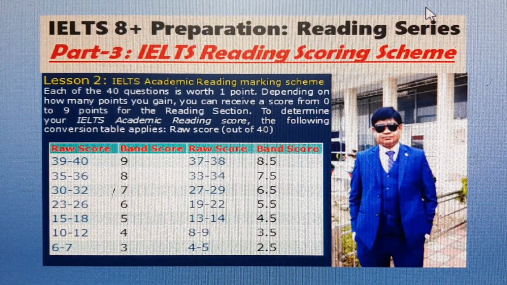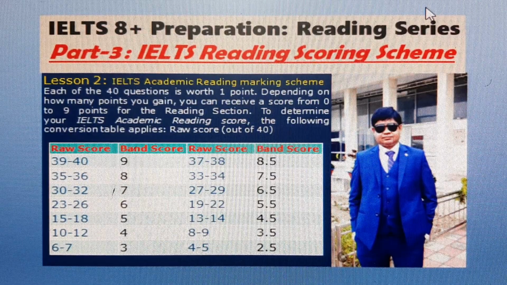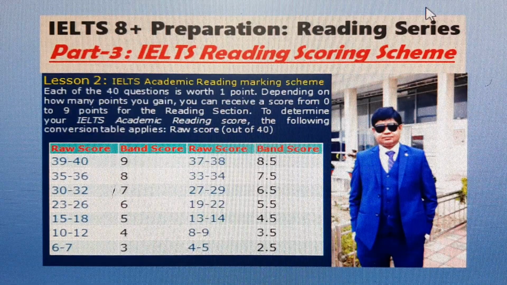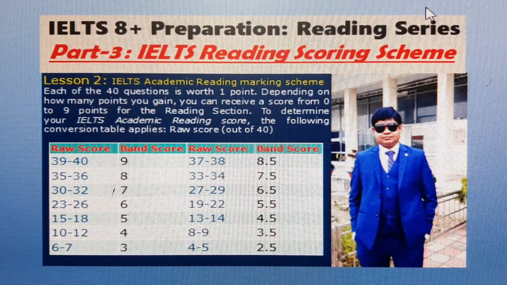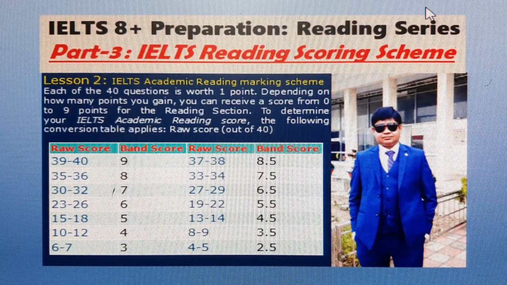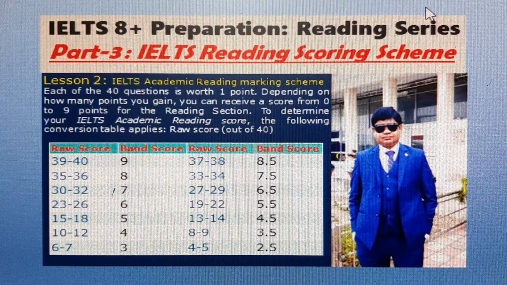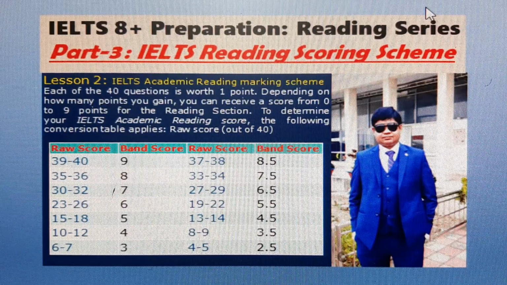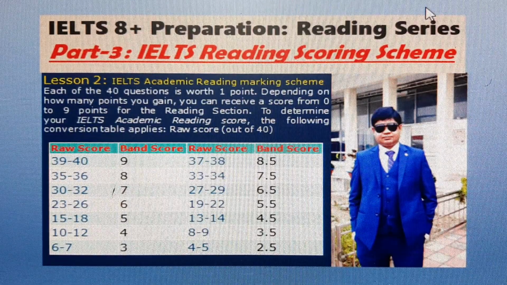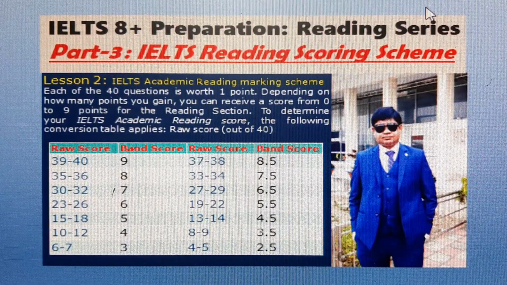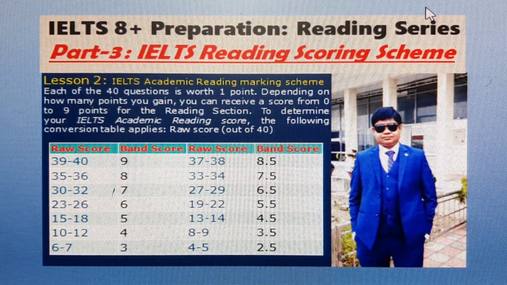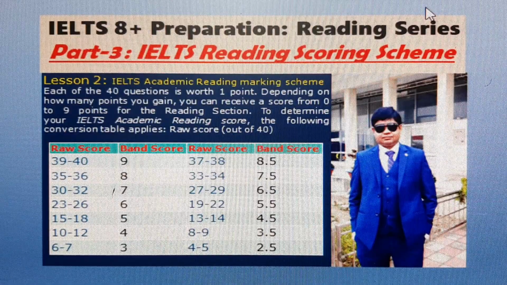IELTS academic reading raw score out of 40, 19 to 22, band score 5.5. Raw score 15 to 18, band score 5. IELTS academic reading, raw score 13 to 14, band score 4.5. Raw score 10 to 12, band score 4. Raw score 8 to 9, band score 3.5.